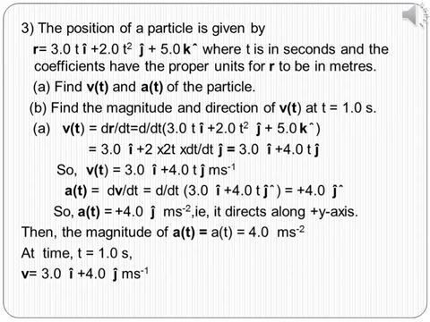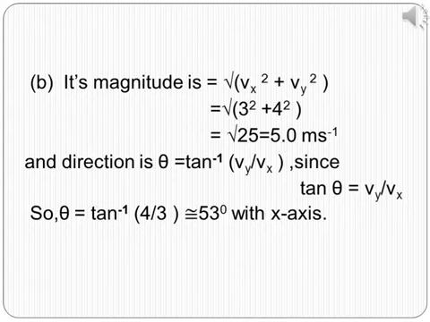The velocity vector v is equal to 3 i cap plus 4 j cap meter per second, since v(t) is equal to 3 i cap plus 4t j cap meter per second. And b, the magnitude of the velocity vector is equal to square root of vx square plus vy square, which is equal to square root of 3 square plus 4 square, which is equal to 5 meter per second.